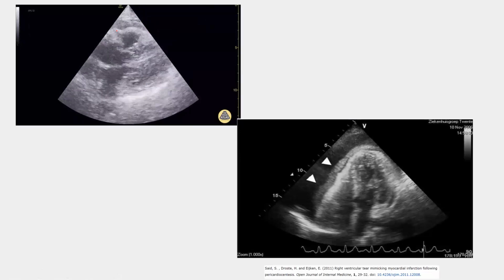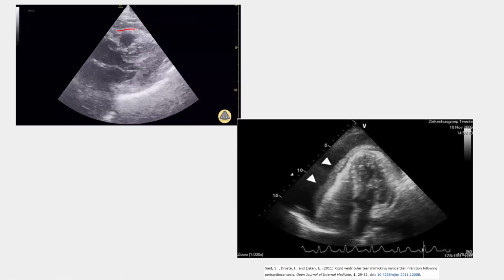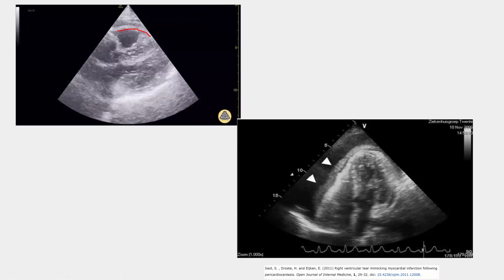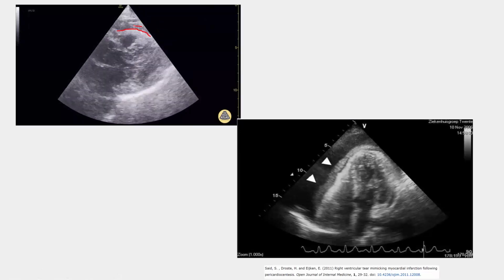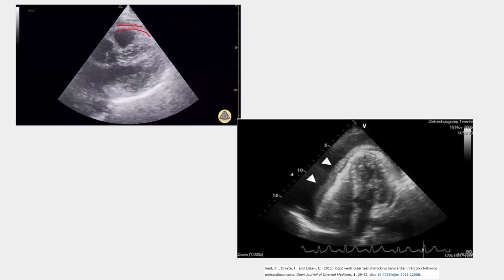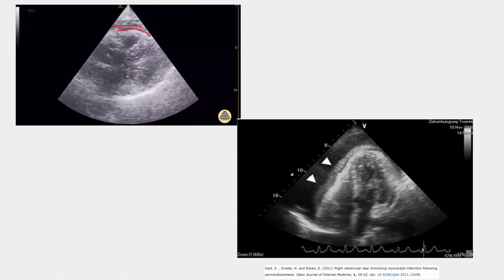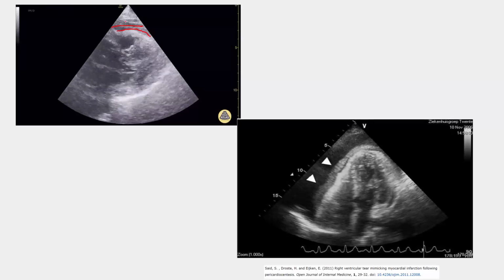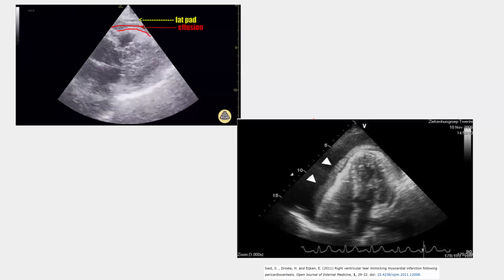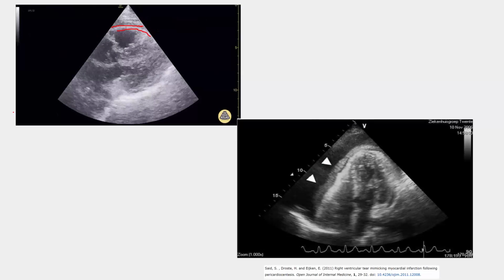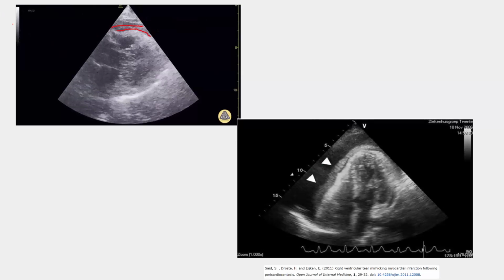This, up until here, is the myocardium. Then we are seeing tissue here. Then we are seeing a small linear structure, and then we are seeing a density here. So this is what I want you to be familiar with.